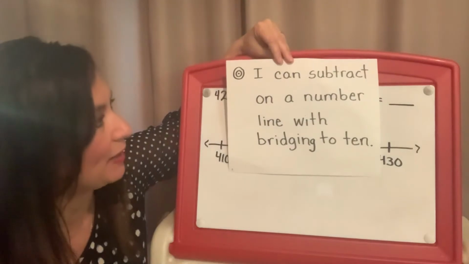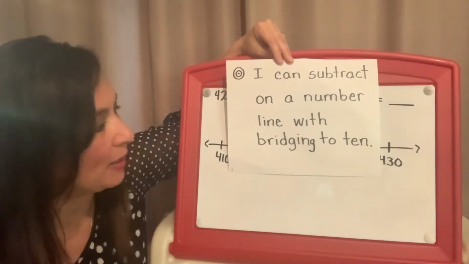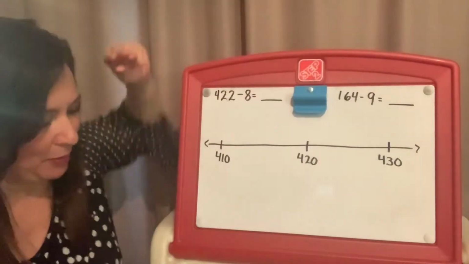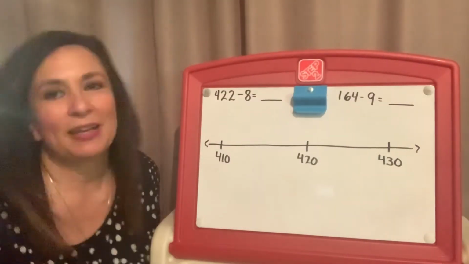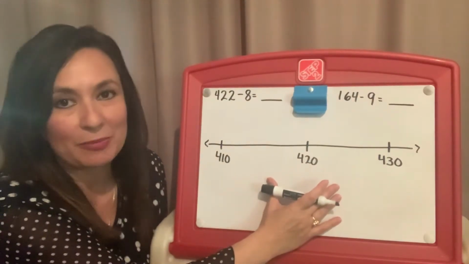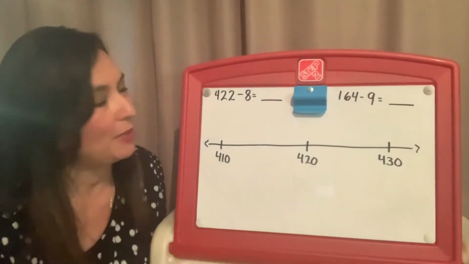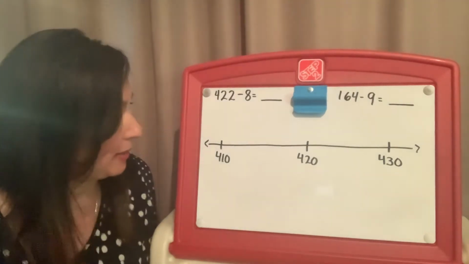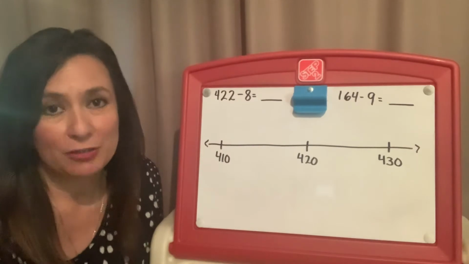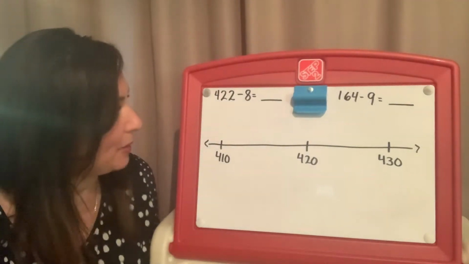Today your learning target is I can subtract on a number line with bridging to 10. So we're going to do two equations today. We'll do the first one on a number line that has numbers positioned on it, and we'll do the second one on a blank or an empty number line. These equations that we'll be working on are bridge to 10 equations, and let me explain why.